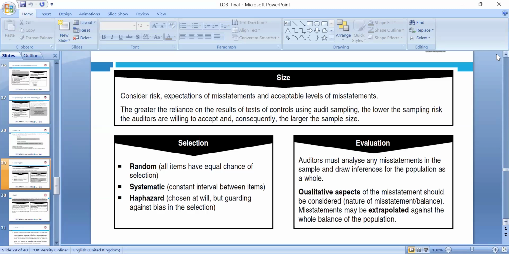So for selection: random sampling, systematic sampling. So choose, and then put the grading against it, so that the details can be used in analyzing the misstatement, and look around the sampling and the qualitative aspect of the misstatement, and extrapolate it against the whole balances of the population.